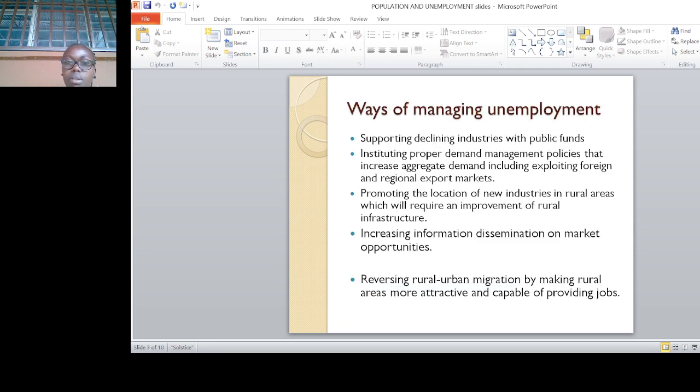On reversing rural-urban migration, it is whereby the government ensures that the people living in the rural areas are provided with, let's say, the building of new industries, so that the rural people are not forced to move to the urban centers to look for jobs.